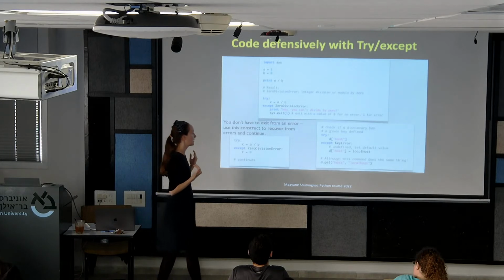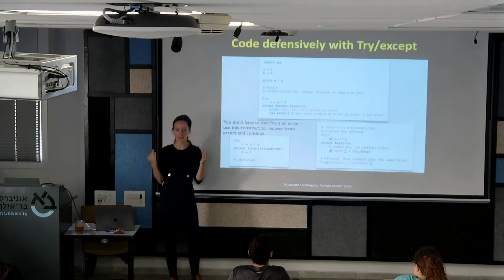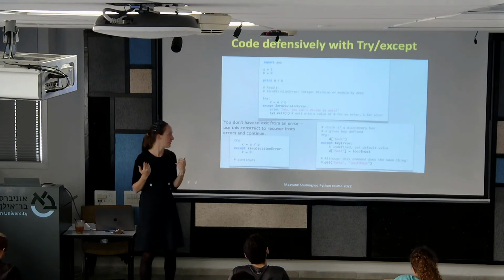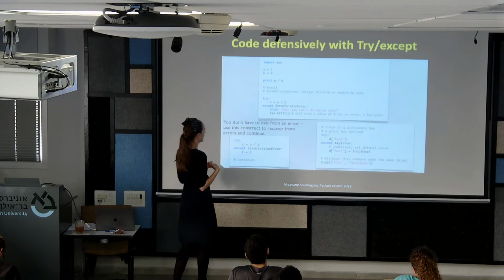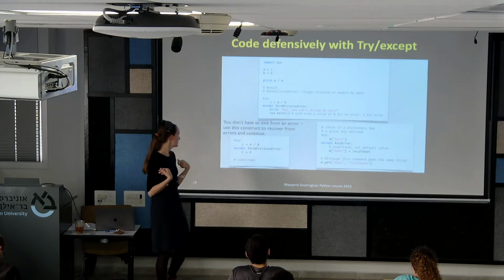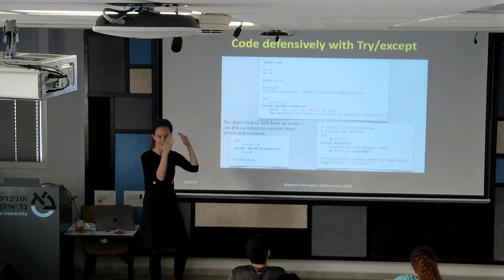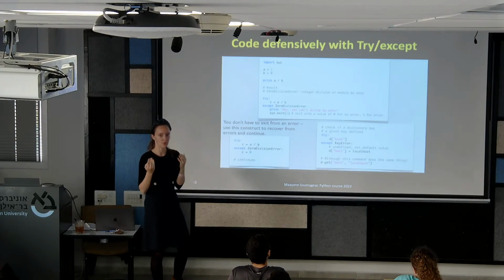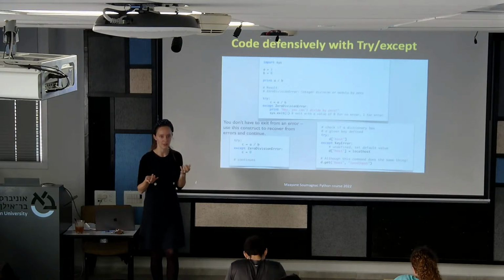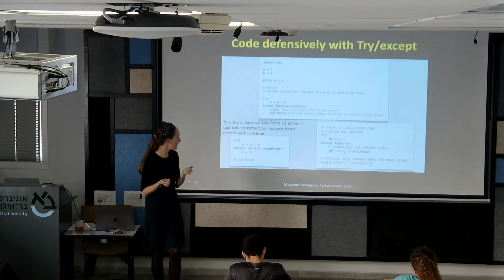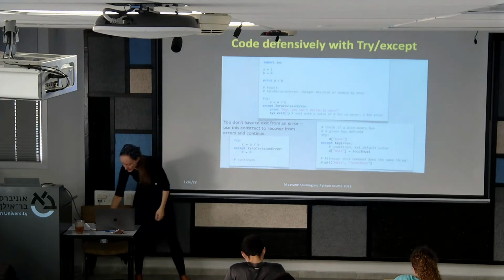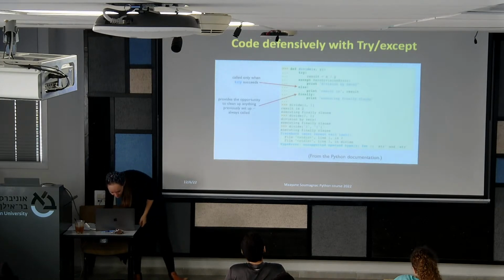So the idea is that you can handle errors without exiting the code. You don't have to exit. This is what's written here. You don't have to exit from an error. You can recover from the error and continue. If your code meets this situation, it will know how to handle it because you've anticipated that this issue could occur, and you've told the code how to behave accordingly. So I will show you one more slide about this, and then we'll look at an example.